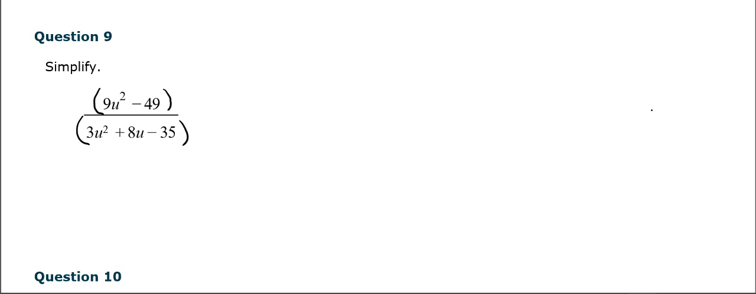So when we look at the numerator, this is the difference of two squares. 9u squared is a perfect square, as is 49, and it's separated by a minus sign. So we're going to go ahead and use that special factoring technique. 3u times 3u gives us the 9u squared. 7 times 7 gives us 49. And remember, to get a negative 49, one has to be positive and the other one has to be negative.